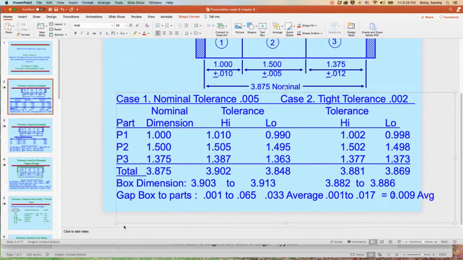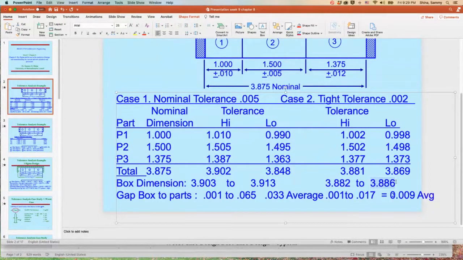The usual response is to tighten up the tolerance. So if we tighten up the tolerance, let's say instead of 005, we tighten up the tolerance to 002 for each part. So we do the same calculations again. We end up with a nominal, which is the same, but the high number is 3881, which is the addition of the high numbers, so 3882, and then we go plus or minus 2 thousandths. So this is the minimum of the box.